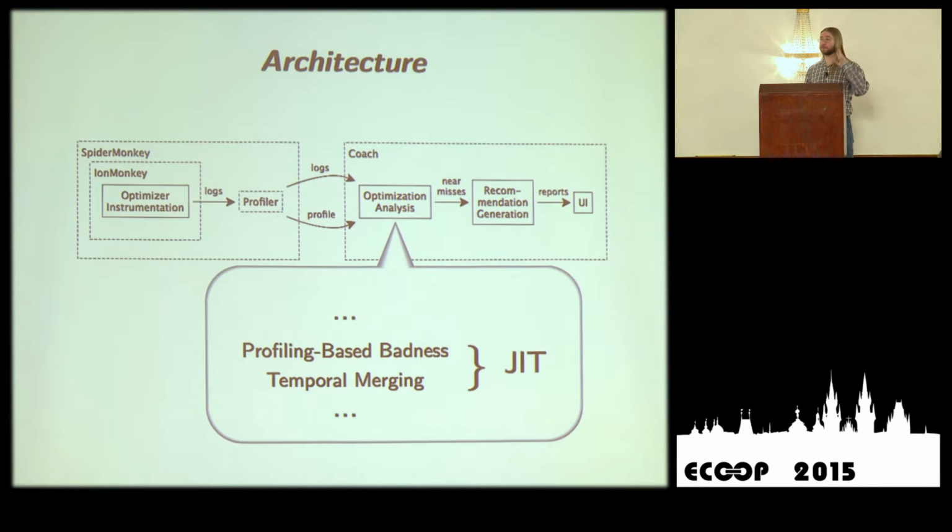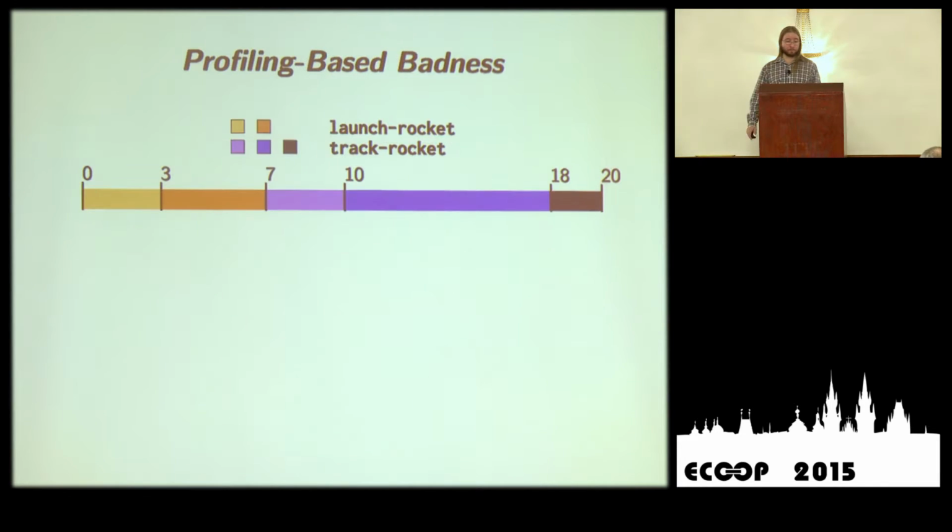So I'll show you specifically 2 techniques that are both there to handle the kinds of complexities that arise in a JIT setting. The first one we call profiling-based badness. The idea here is to compute what we call a badness metric that tries to estimate just how much of an impact a given near miss has on the performance of a program. How much does it hurt? Because not all near misses are created equal. And of course, as the name of the technique says, we're going to be using profiling information to derive that.